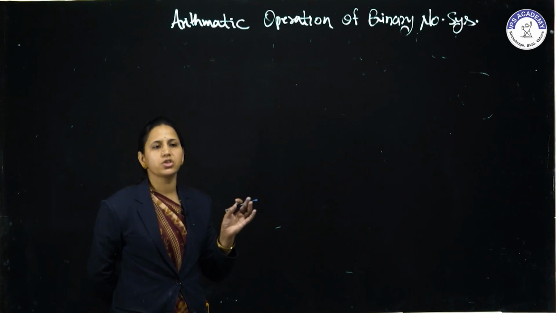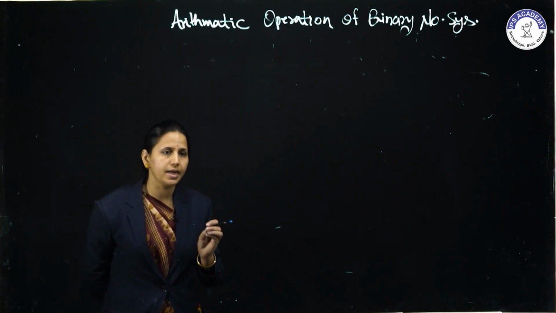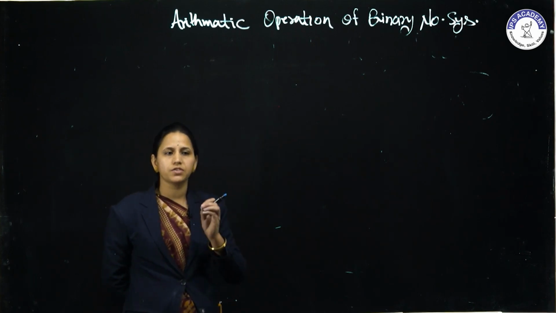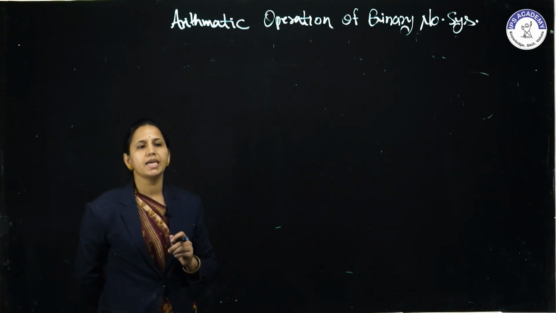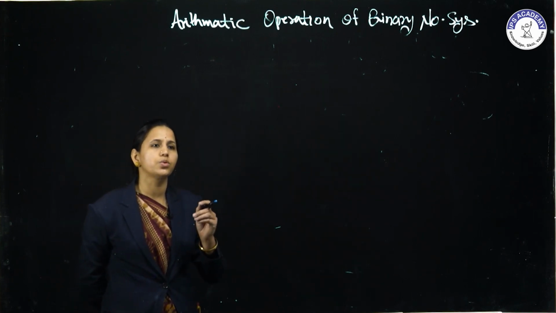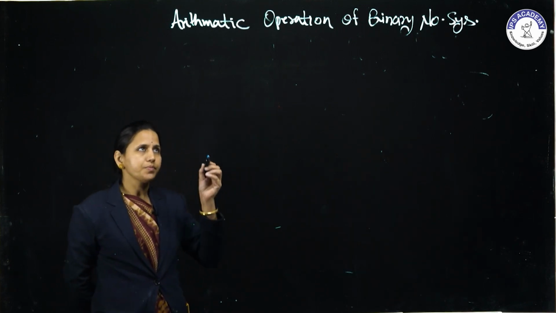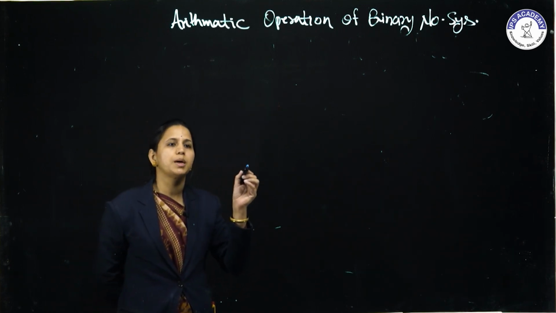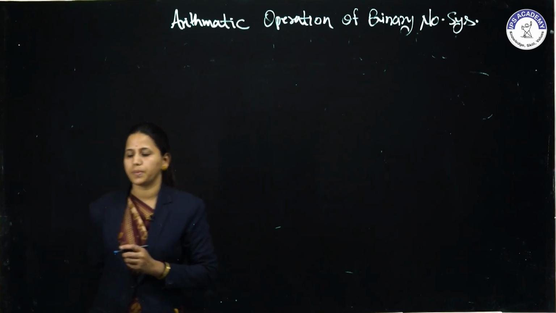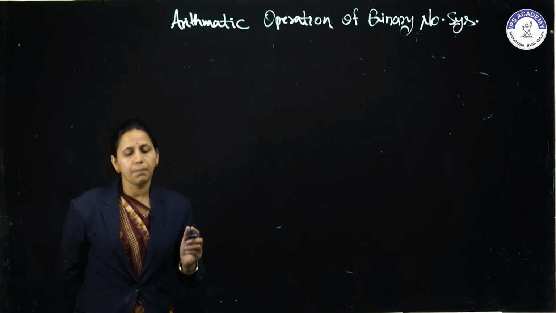As we know, in case of decimal number system, there are only 10 numbers from 0 to 9. In case of octal number system, there are only 8 numbers from 0 to 7, and in case of hexadecimal number system, there are 16 numbers from 0 to 15. So, in this lecture, we are talking about arithmetic operations of the binary number system. Basically, there are four types of arithmetic operations: addition, subtraction, division and multiplication.